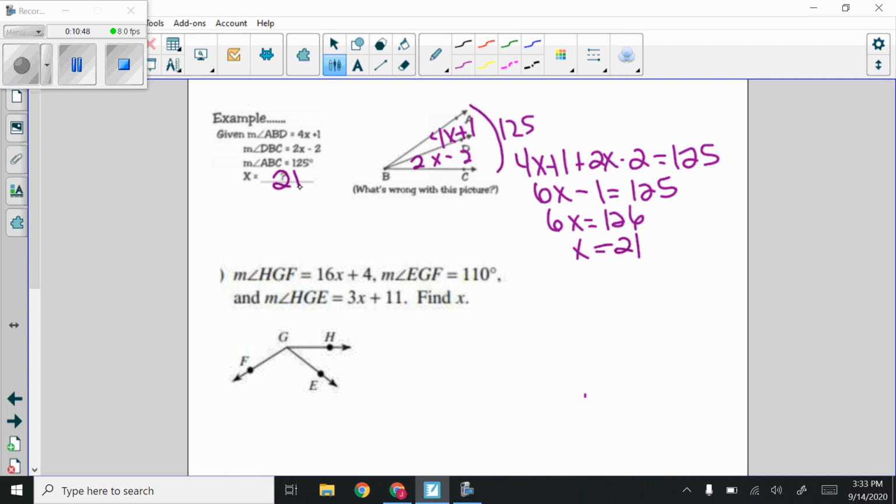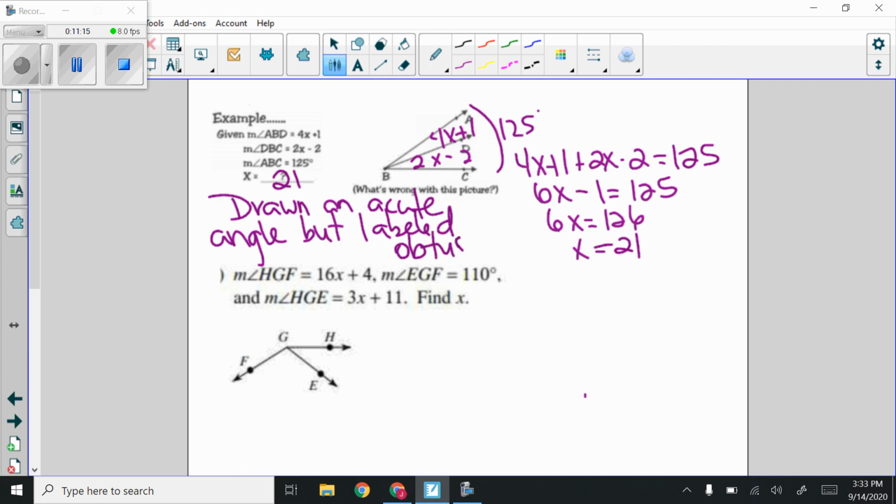And then see, it says, what's wrong with this picture? We said this entire angle was 125 degrees. 125, that's obtuse, greater than 90, but look at the way they draw the picture. Okay, so that they drew, so it is drawn an acute angle, but labeled obtuse. So their drawing just doesn't match their labeling.